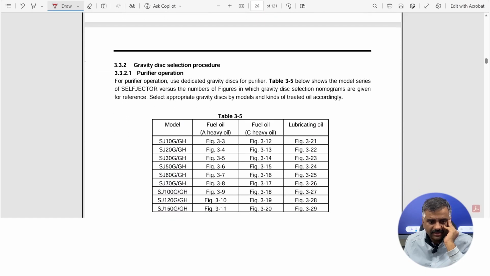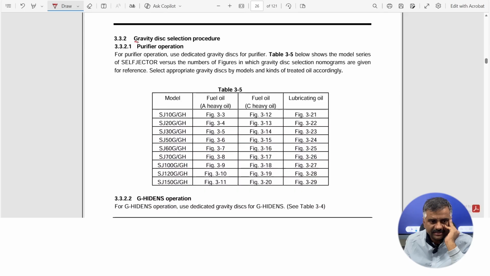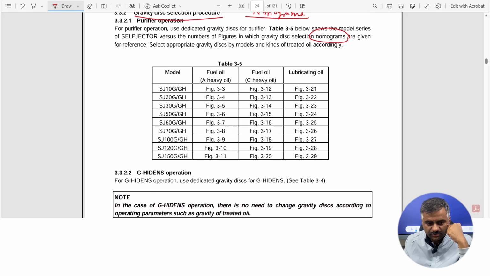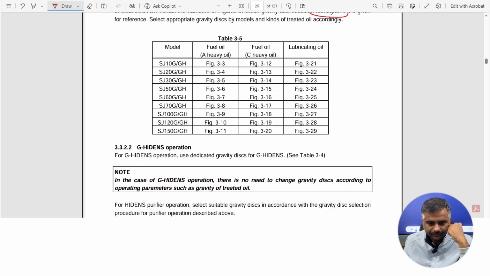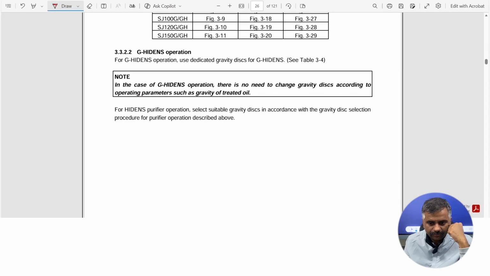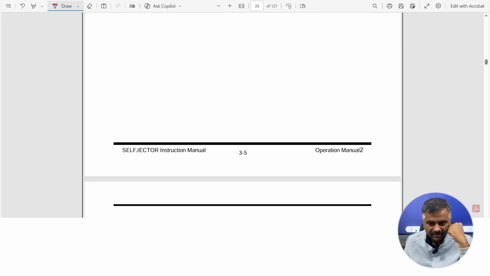Now come to how we will decide on the gravity disk selection. This process is called a nomogram. Specifically, nomograms are plotted as per the fuel oil type, to decide on the type of gravity disk. For the G Haydn system, we do not need to change the gravity disk. It has been fixed by the maker himself, because there is no need to change the gravity disk in that system. We'll see how the gravity disk is decided by the nomogram.